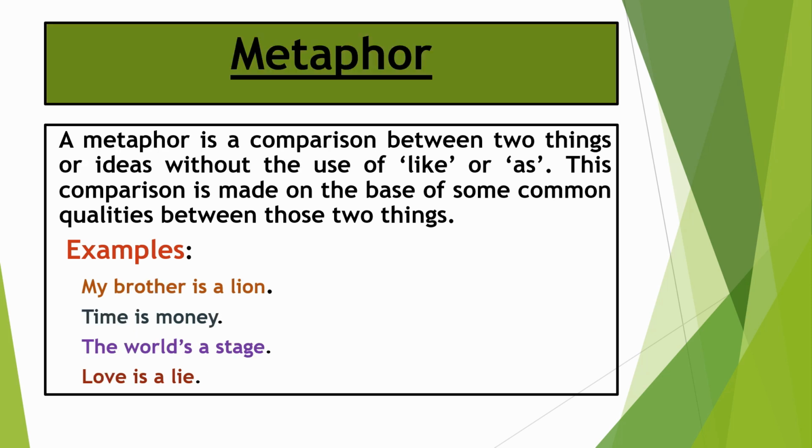But in metaphor, we again make a comparison between two things or ideas, but there is no usage of as or like. As we saw, in simile we use as or like, but in metaphor we do not. This comparison is made on the basis of some common qualities between those two things. For example, as we usually say, my brother is a lion, time is money, the world is a stage. This is a famous metaphorical expression from one of the plays of William Shakespeare. Love is a lie.